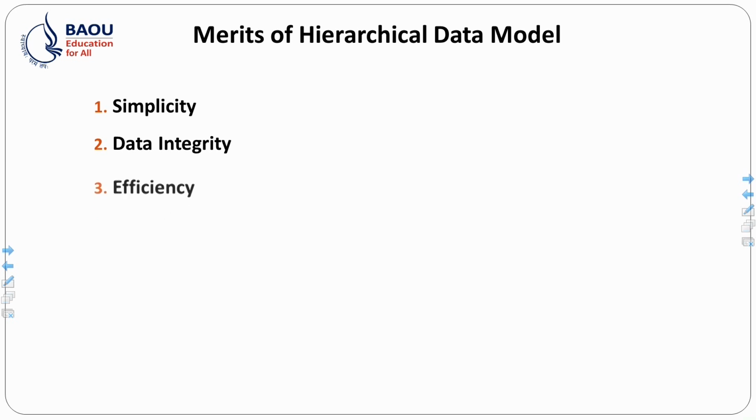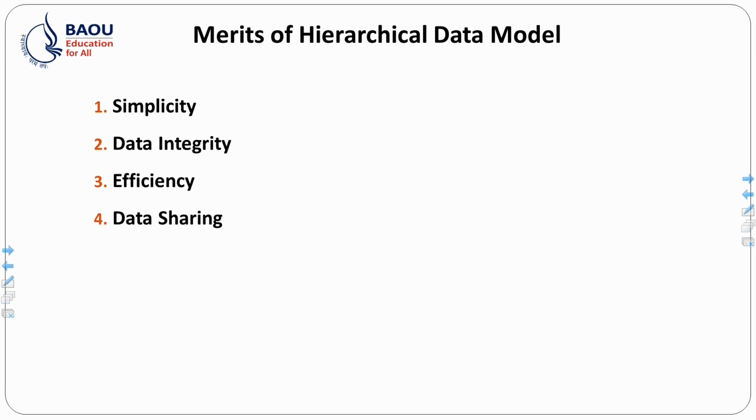Now the next is efficiency. What do you mean by efficiency? The tree structure is very efficient. When the database contains a large amount of data, the tree structure is better than other structures. So here the one to many relationship is maintained. So when we fetch or work with a large amount of data, the tree structure is efficient.